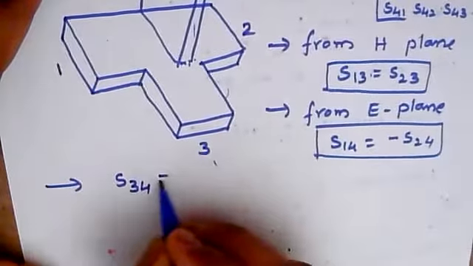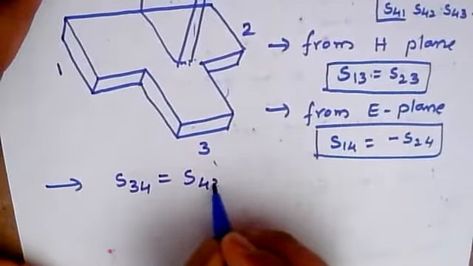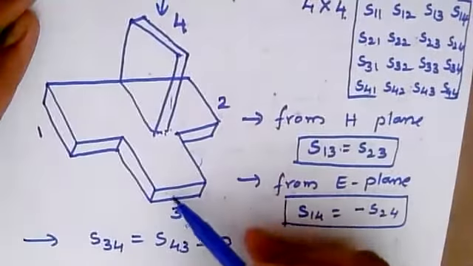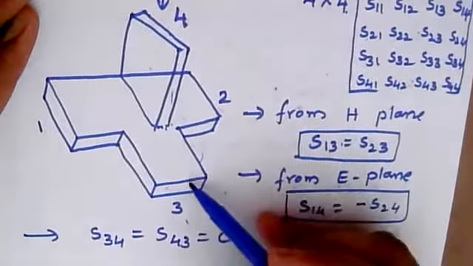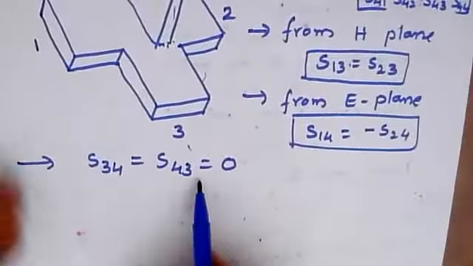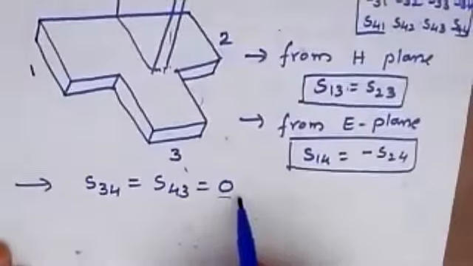S34 and S43, no signal, the output will be 0 here. Whenever we give input here, there is no output from port 3. When input is given at port 3, there is no output at port 4. So S34 will be equal to S43 will be equal to 0.